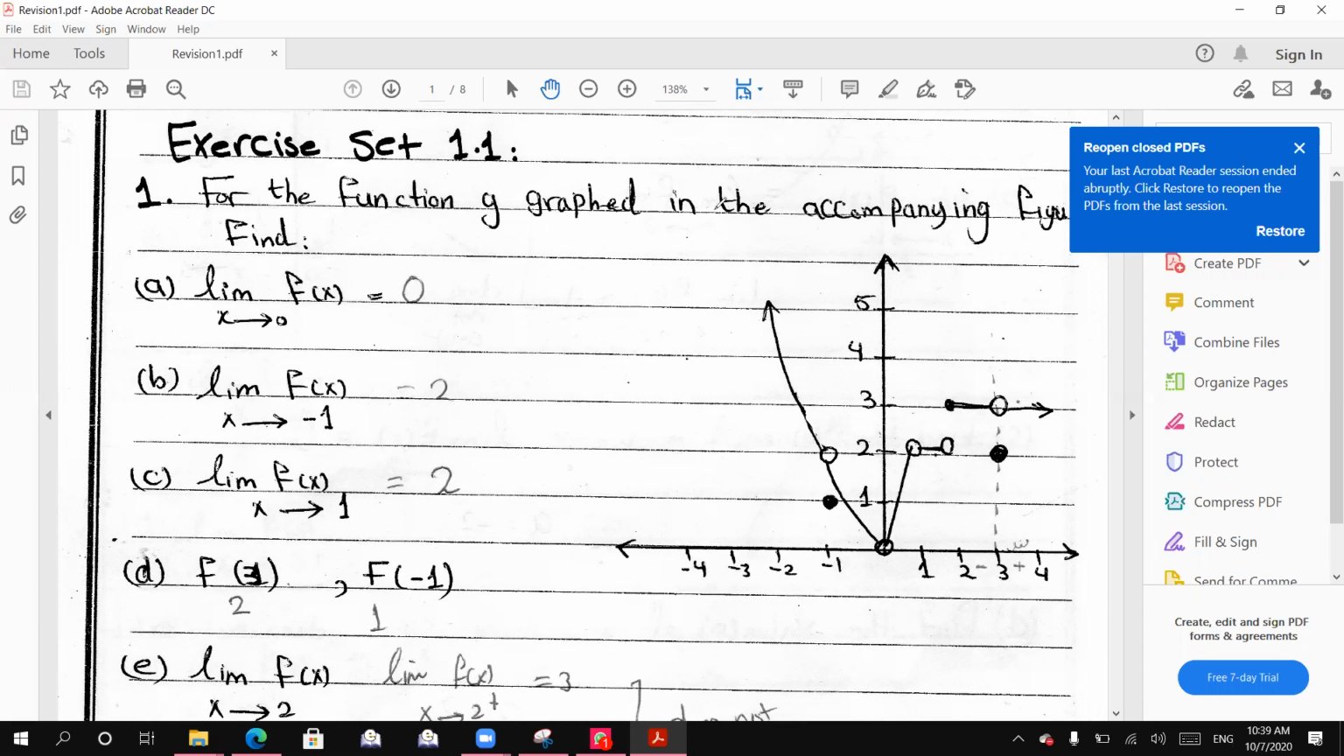Now, here I wrote the final answer, so please don't look at them. Stay with me, please.